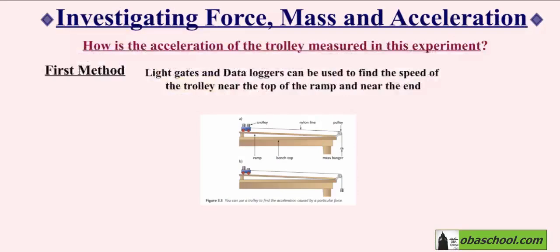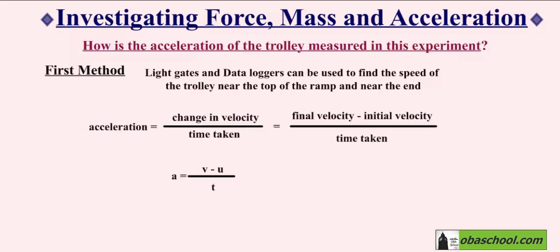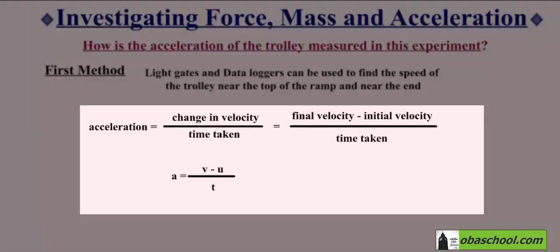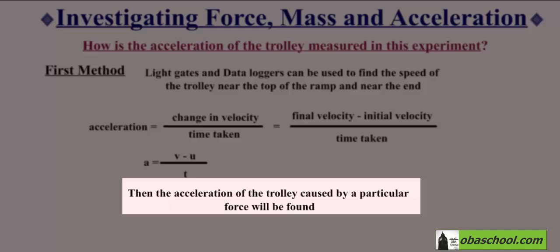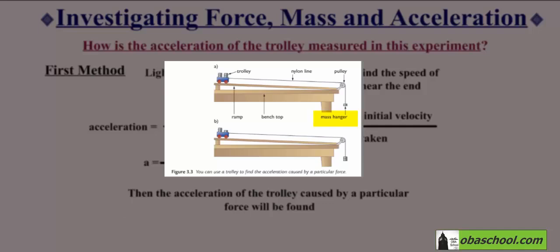Now, the light gates and data loggers can be used to find the speed of the trolley near the top of the ramp and near the end. This way, we measure the initial velocity and the final velocity of the trolley. Therefore, we can calculate the acceleration using the acceleration equation. Acceleration equals final velocity minus initial velocity over time taken, or v minus u over t. Then the acceleration of the trolley caused by a particular force will be found. We can repeat this when we change the loads on the mass hanger at the end of each step.